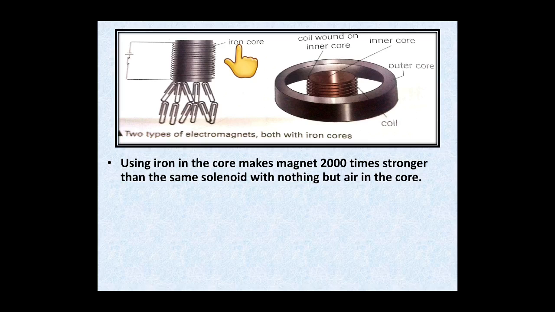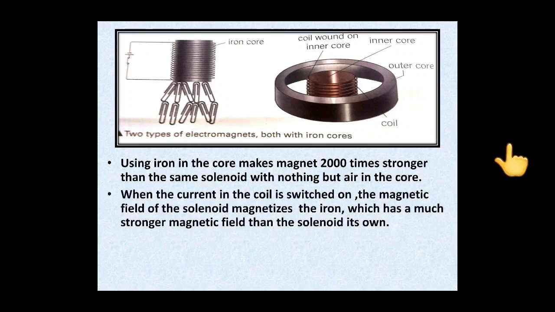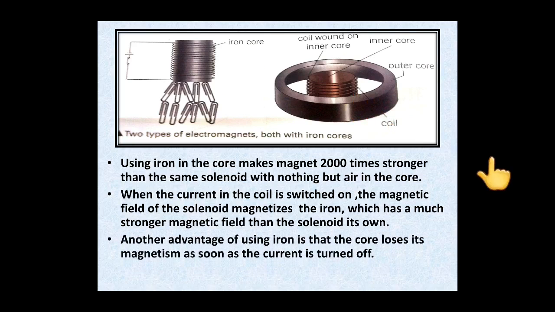When the current in the coil is switched on, the solenoid becomes a magnet. Due to the presence of the magnetic field of the solenoid, the iron will get magnetized by induced magnetism. This produces a stronger magnetic field than the solenoid on its own.